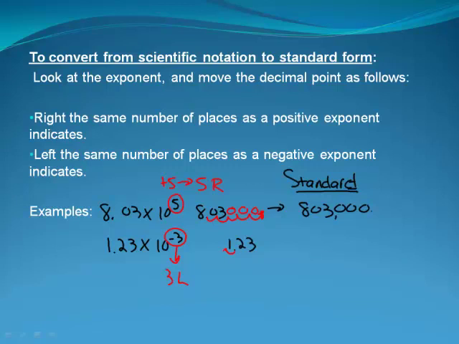So 1 to the left puts it before the 1. We're going to have to put in some zeros. 2 to the left, 3 to the left, we'll put it right there. And to clean that up then, our decimal point is 0.00123 in standard form. Therefore, 1.23 times 10 to the negative third is the same as 0.00123.